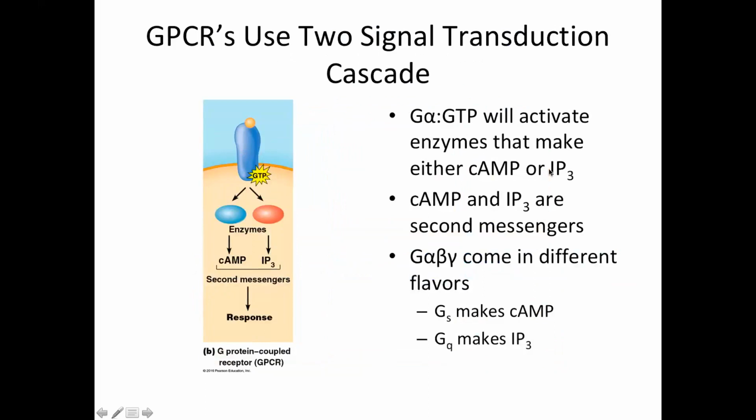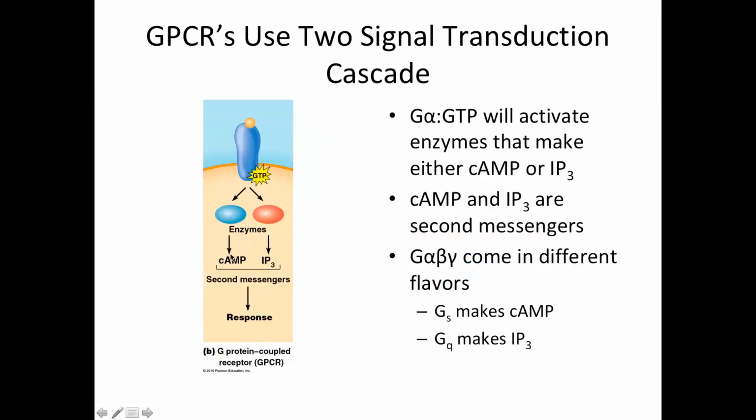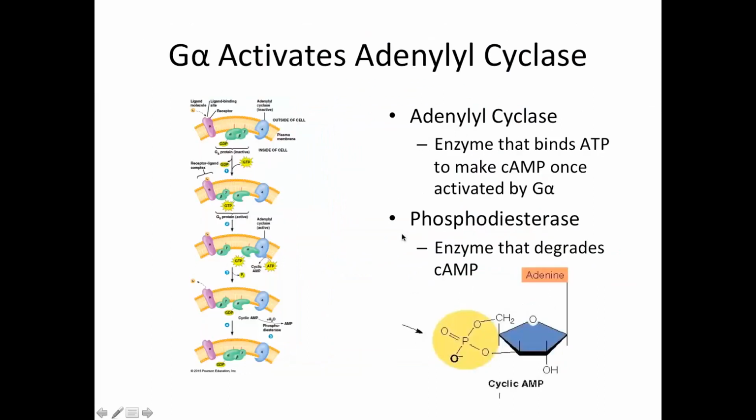So GPCRs use 2 different cascades depending on the G protein that it recruits. If it uses GS, then the alpha subunit is going to start a process to make a second messenger called cyclic AMP. However, if it uses GQ, then it's going to start a process that will make a different second messenger, IP3. Now, to do this, the alpha subunit of the GS protein is going to activate an enzyme called adenylyl cyclase, which is going to make the molecule cyclic AMP. Cyclic AMP can then pass on that signal until it's degraded by phosphodiesterase.